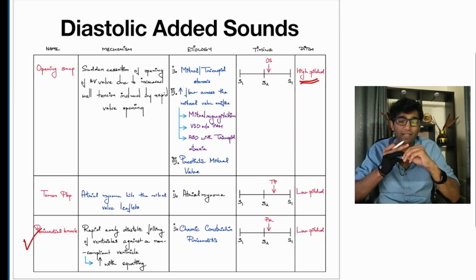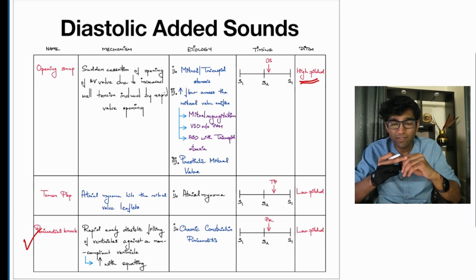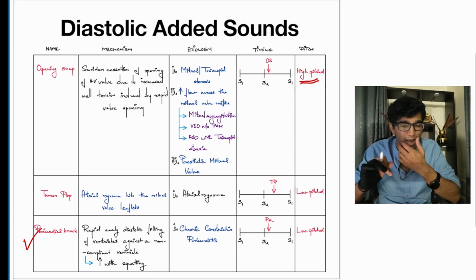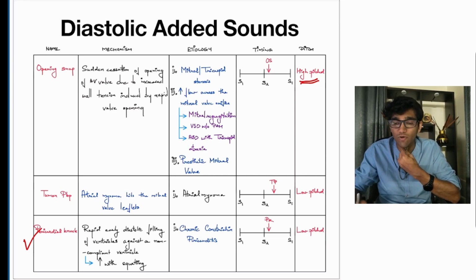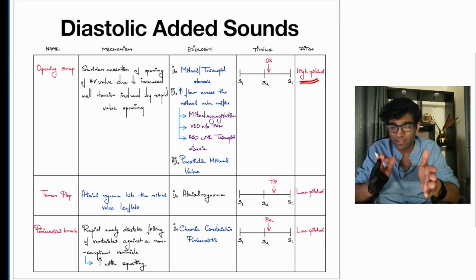Okay, now the last sound is the tumor plop, and as we've discussed, it changes with position. Okay, and this happens when the myxoma hits the leaflets of the valve. Okay, again it will be low, but the tumor plop changes position based on the position of the patient. When it occurs in diastole, it changes based on the position of the patient.